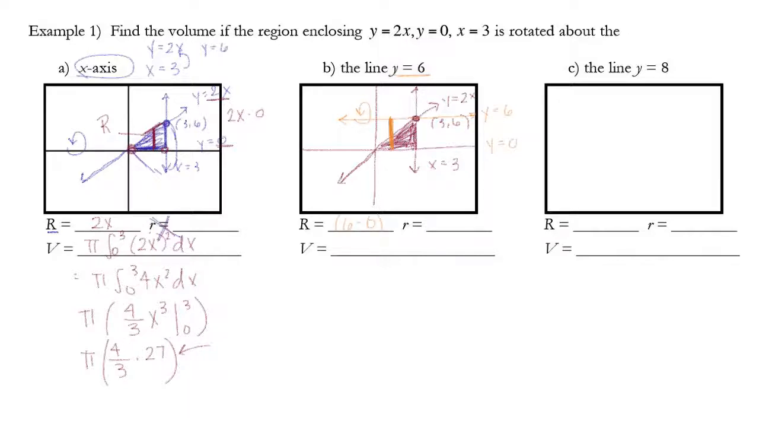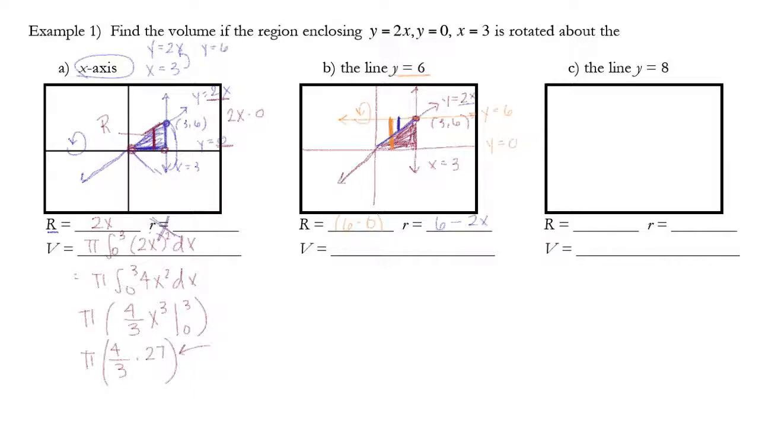Well, what about little r? Let's see what that's going to be. That's going to be the distance from here to here, that open portion. Well, that distance there is going to be 6 minus this line here, which was 2x. That's going to define that distance.